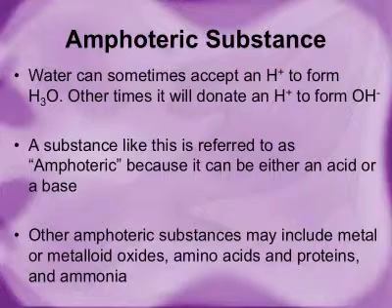Other amphoteric substances may include metal or metalloid oxides, amino acids, which are in your body, proteins, and ammonia. A lot of times, these reactions take place in your body system. That's why you can eat acidic and basic foods.